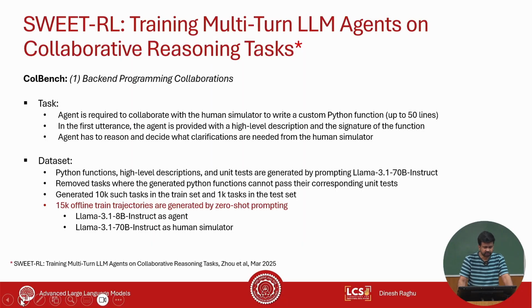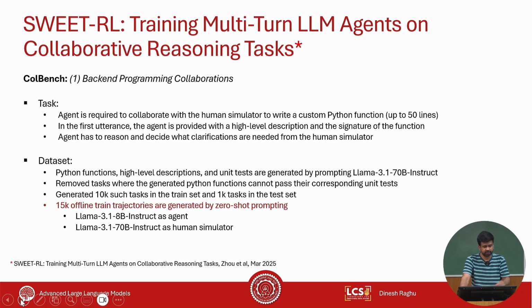And what they did is they executed the Python functions on the unit tests, and if all the unit tests pass, they keep them. If any of the unit tests fails, then they throw away that particular data point. By doing so, they generated 10K training tasks and 1K test tasks, right? So now you have the task at hand. You have the Python code, you have the first utterance, you have the unit test.